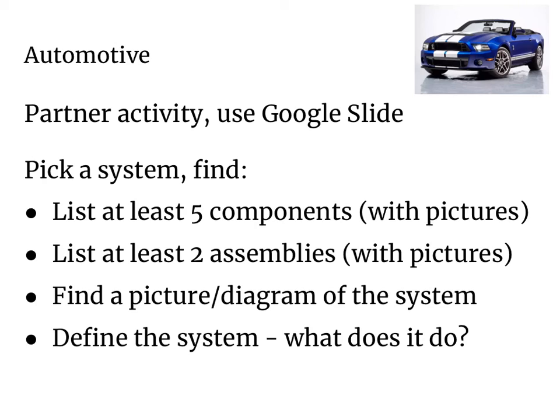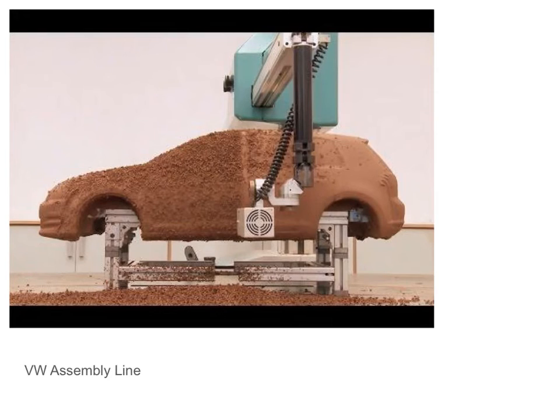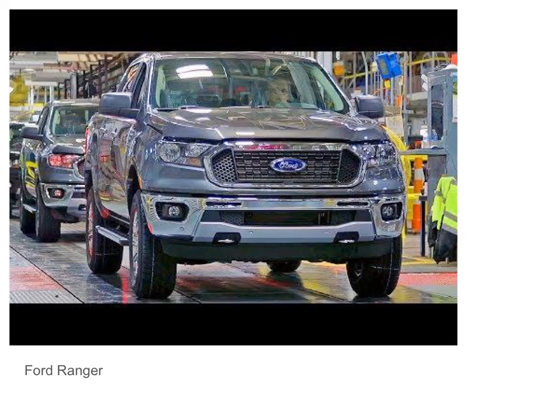As explained before, your activity now, and you can use a partner, is to pick one of the vehicle systems, find 5 components or parts with pictures, find 2 assemblies with pictures, and find a diagram of the system that you choose. And I showed you a variety of different systems that you could pick from. I also want you to define the system and tell us what it does. I've also included a video from Volkswagen so you can see the assembly process of a unibody construction vehicle. I've also included a link to a YouTube video of how they put together Ford Rangers, which is the body over frame construction method.